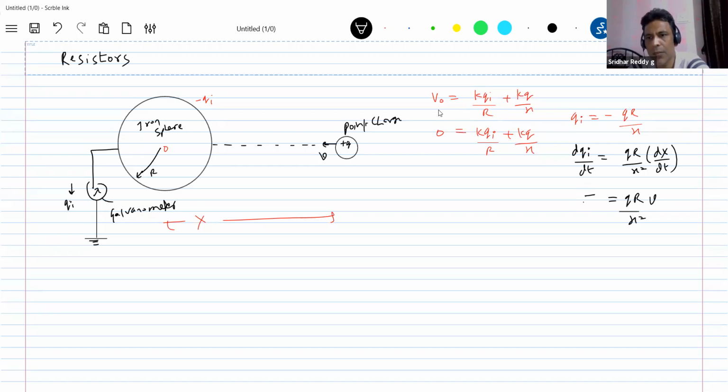Capital I is the symbol. Continuously, as I move this point charge with a constant speed V, what I see is that this galvanometer shows deflection. So there is a flow of charge. If I move a point charge near an earthed conductor, a current is generated in this wire. This rate of flow of charge is what we call electrical current. The direction of current here should be in this direction.